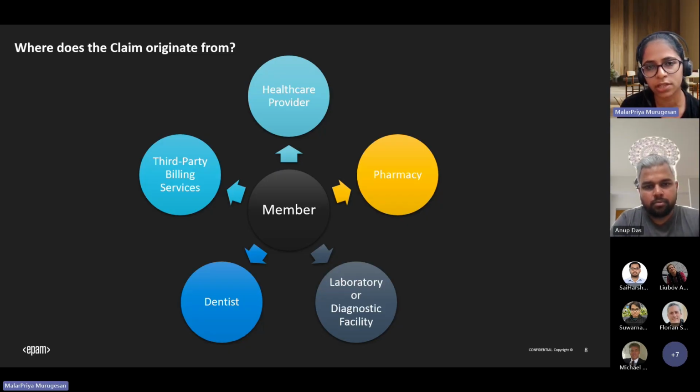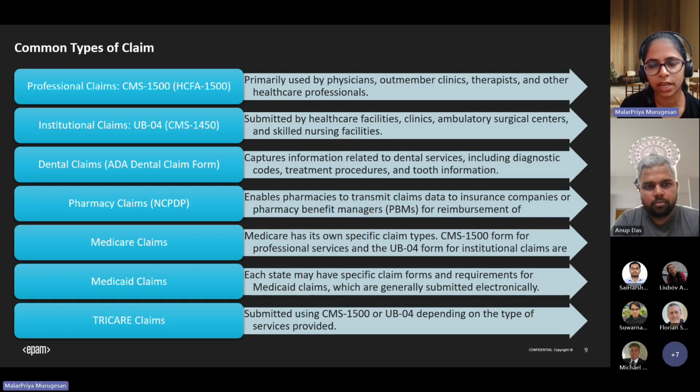So based on this origination, we can classify the claims into different types. The first type is professional claims, the CMS 1500, which is primarily used by physicians, outpatient clinics, and therapists. Institutional claims are used by hospitals, clinics, and ambulatory care. Then dental claims, used by dentists for dental plans, and pharmacy claims. Pharmacies will use the NCPDP format.